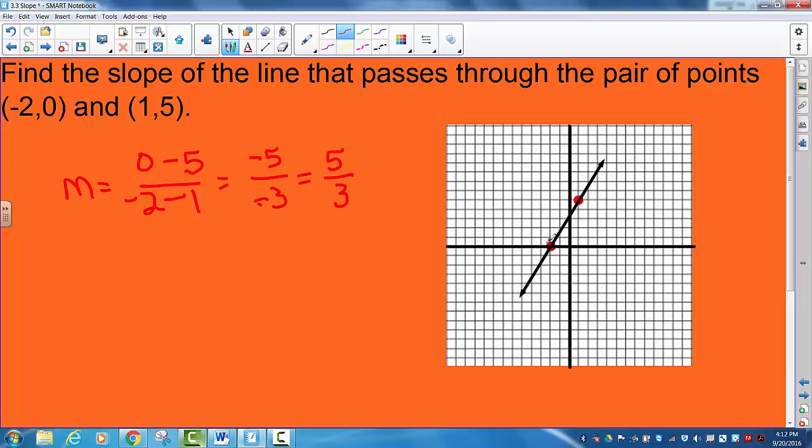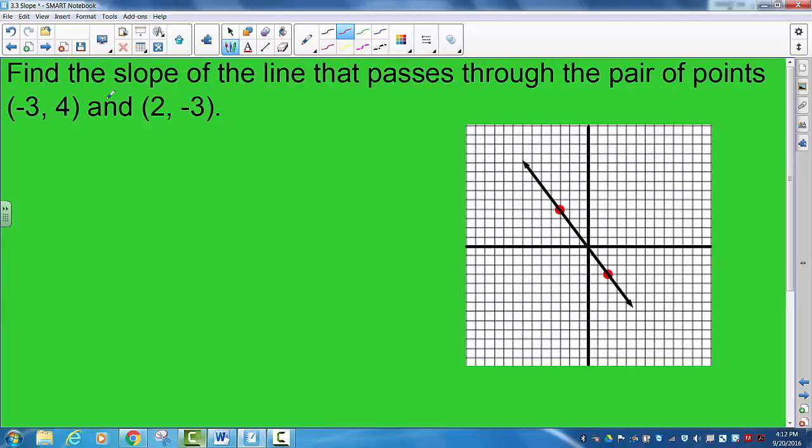And yes, you can just count them, but sometimes that's not possible, and so you've got to be able to know the formula. So you have an option: you can count, or you can do the formula. Use the formula whenever you're told to, and whenever there are times that you can't do it just by looking at the graph.